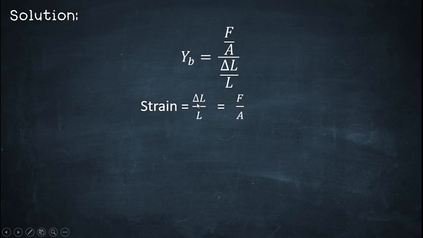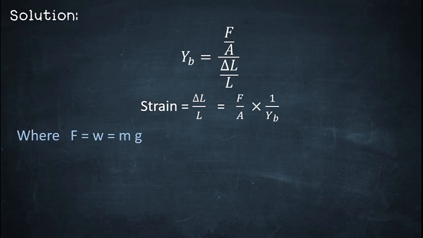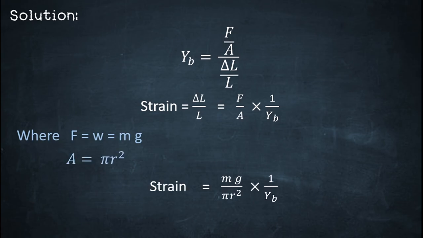Strain is equal to change in length divided by original length. This term in the denominator will get multiplied on the left hand side, and this Y_B when taken to the right hand side will be divided. Also we know that force is equal to weight, which is equal to mg, and area is equal to πr². Substituting both these values in the formula, in place of force and in place of area, we will get this formula.